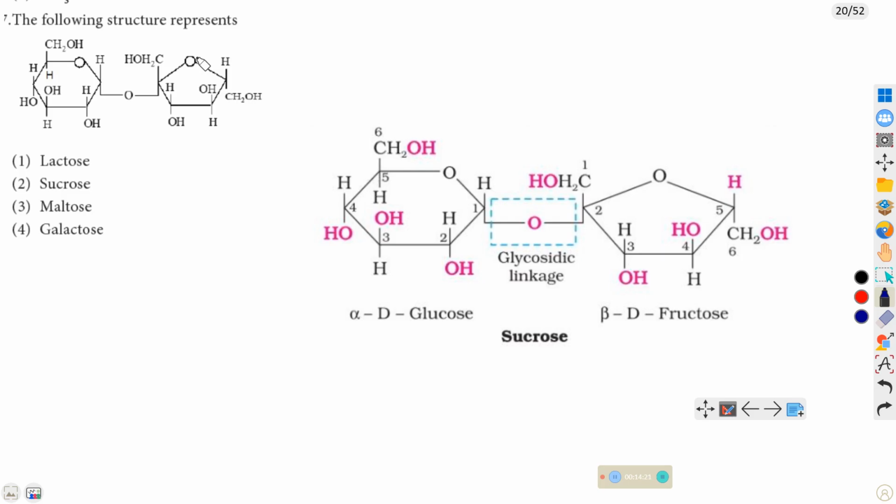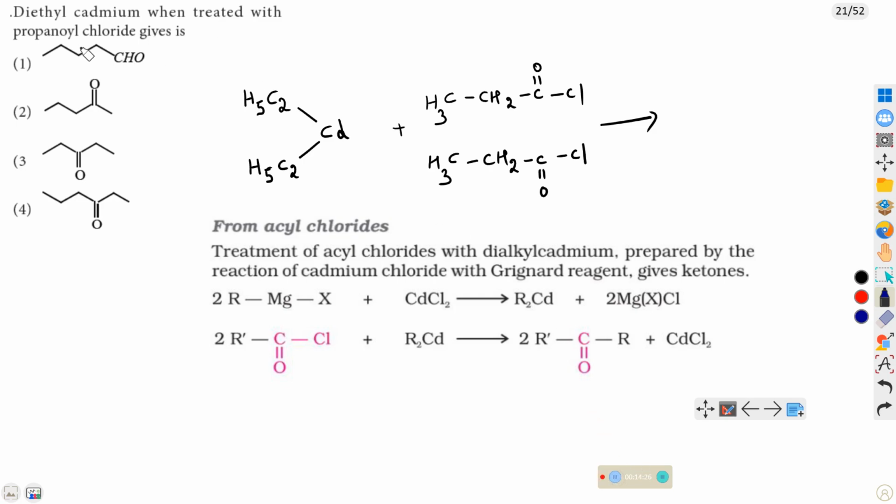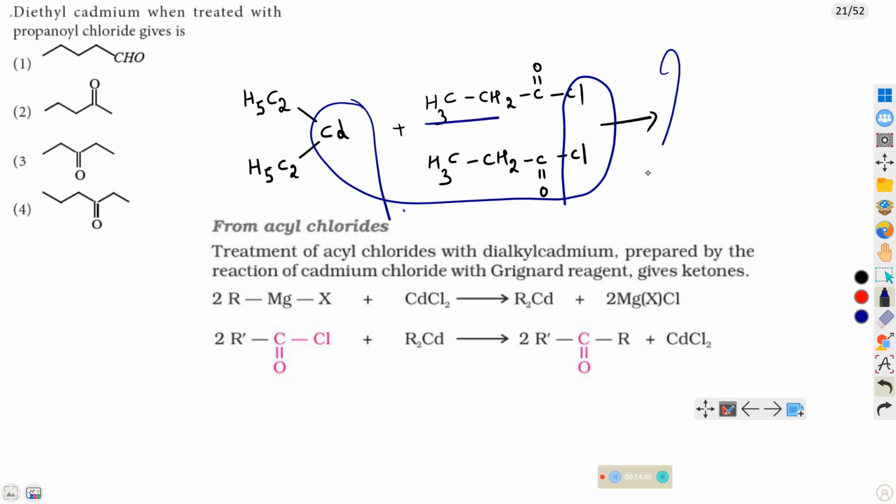The following structure represents sucrose. Diethyl cadmium when treated with propanoyl chloride gives, removing CdCl2, then C2H5 C double bond O C2H5. Third one.